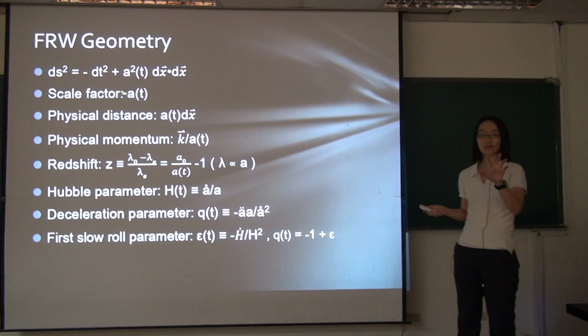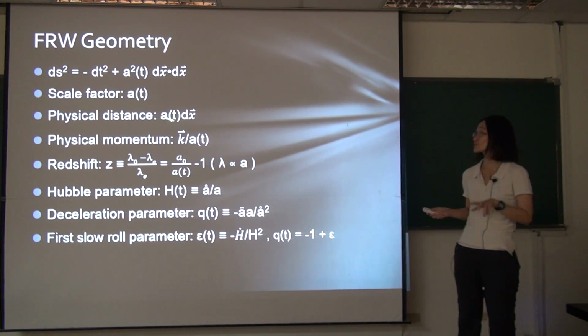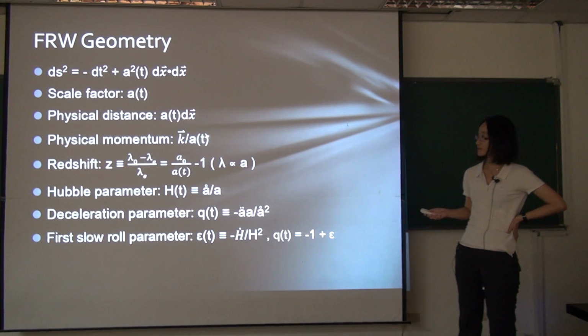You can see if you just choose arbitrary 2 points on a balloon, and you try to blow the balloon, even though the coordinate separation is fixed, the physical distance will change with time, right? So the physical distance is a times this coordinate separation, and you can also see the physical wavelength or momentum gets redshifted. Because when a is increasing, physical momentum gets redshifted.